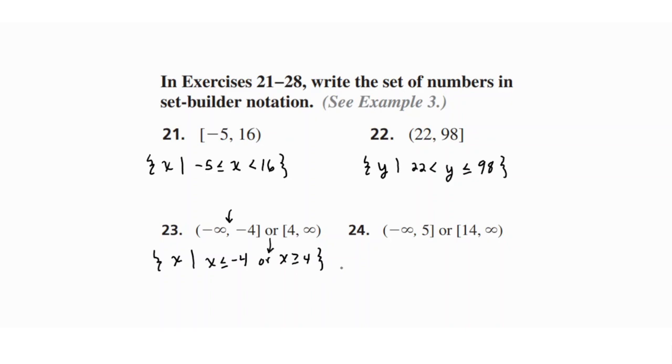Similar example here. Let's use the variable y. So we're going to say y such that, so we want all the values for y such that we're going from +5 to -infinity. So y would have to be less than or equal to +5, or, and in this case here, we're going from 14, including 14, to +infinity. So y greater than or equal to +14.